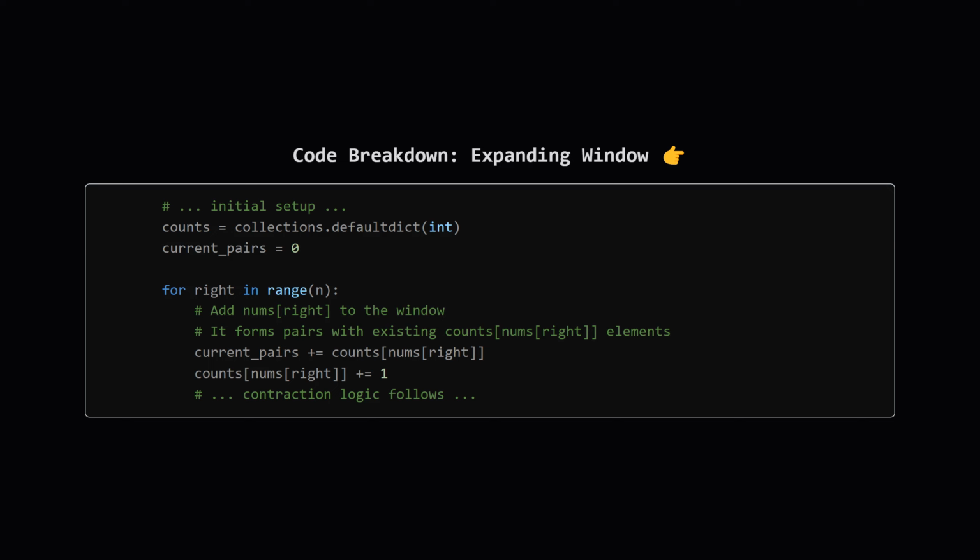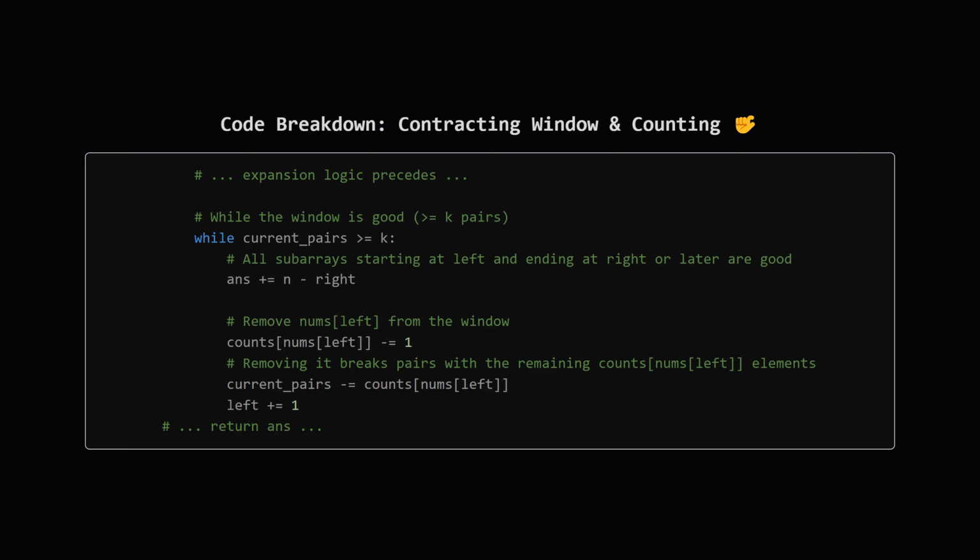Inside the loop, for the number at the current position, we first check its current count in our frequency map, counts. That count tells us how many new pairs this number will form when added to the window, so we add that count to our running current_pairs total. After adding to the pairs, we increment the count for this number in our map, reflecting that it's now part of the window.